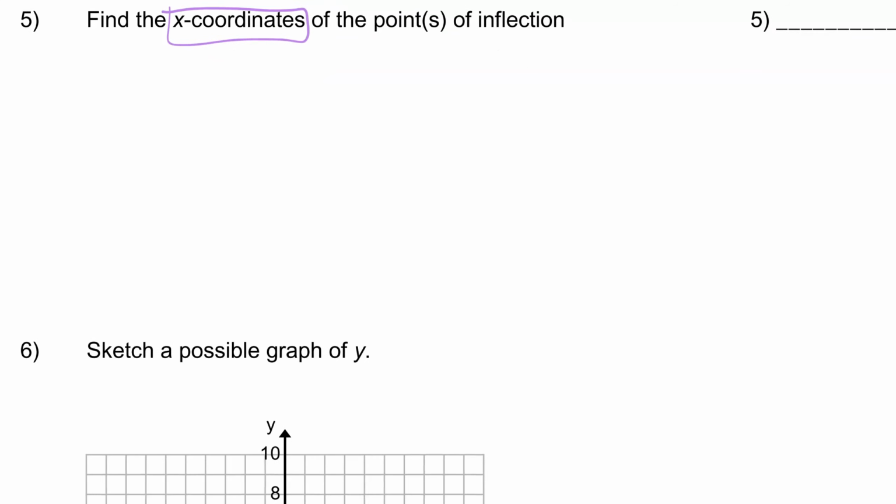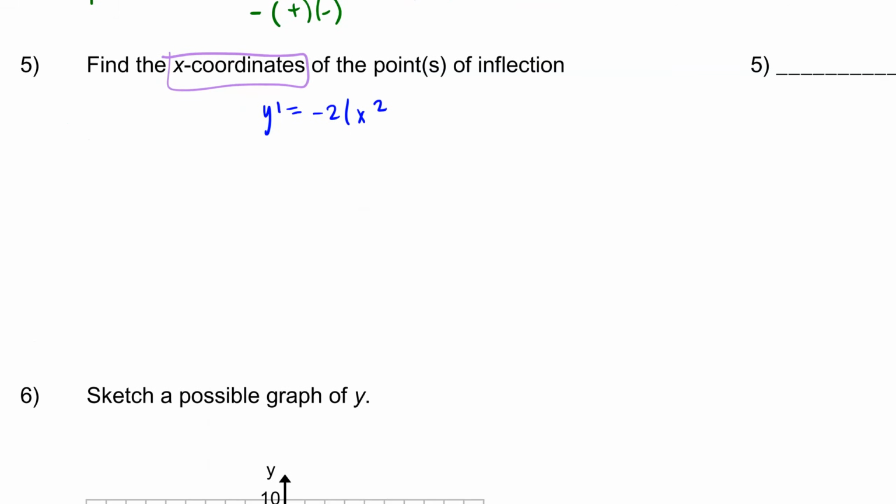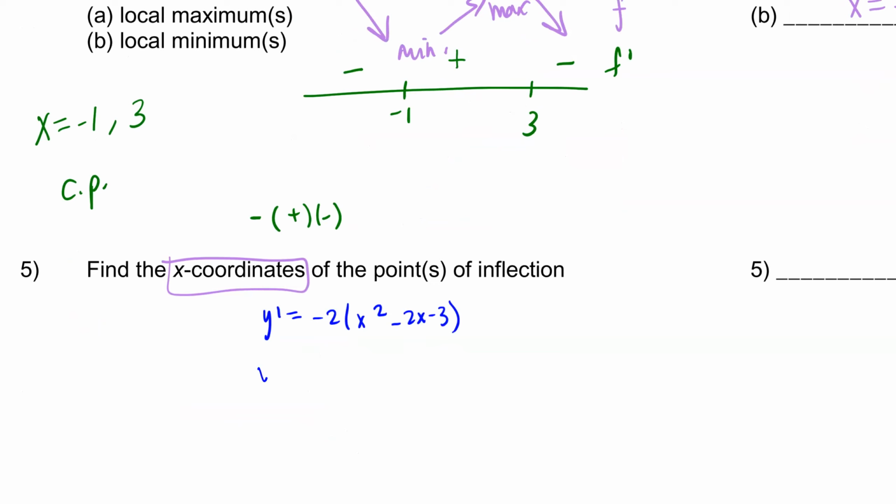All right, find the x-coordinate of the point of inflection. So we have the first derivative, right? The first derivative from up above is -2 times, let's FOIL, (x plus 1) times (x minus 3). That's x squared minus 2x minus 3. How did you know it was -2 in the middle? You have -3 plus 1, so they add to -2 and multiply to -3. And then take that -2 and distribute it out: -2x squared plus 4x plus 6.